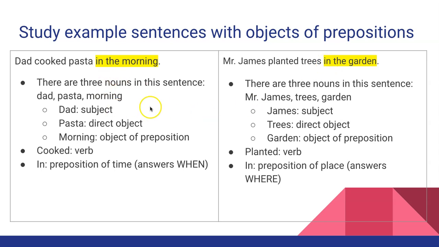Okay, in this side, this is answering when: in the morning. And here on the right, we can answer the question where. Where did Mr. James plant the trees? In the garden. In the garden is this preposition. We see the preposition in, and then after we see garden, an object of the preposition.